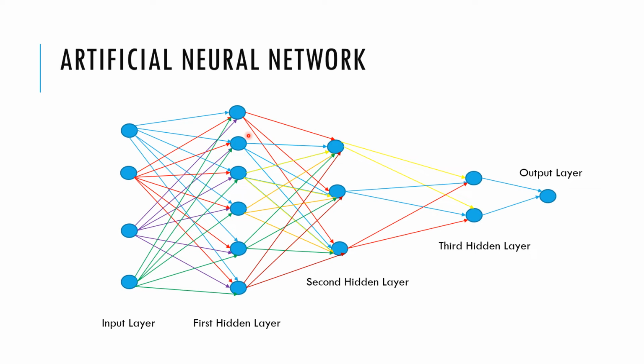So this is how an artificial neural network looks. You see it has different layers, and each layer has nodes. The first layer is called the input layer and the last layer is called the output layer. All the layers in between are called hidden layers. In this example, we've got 3 hidden layers: first, second and third.